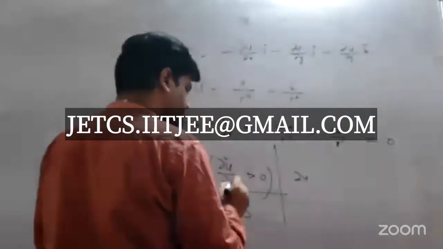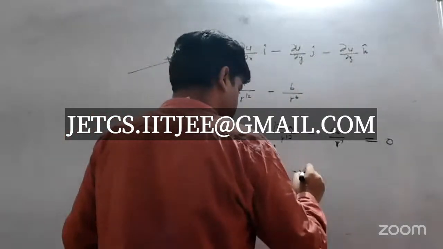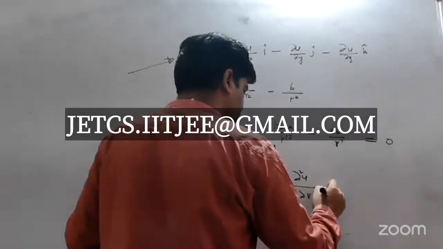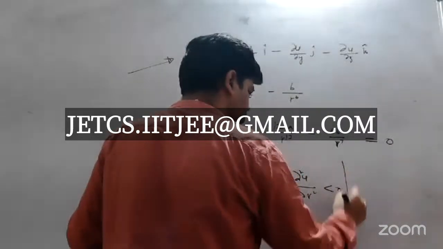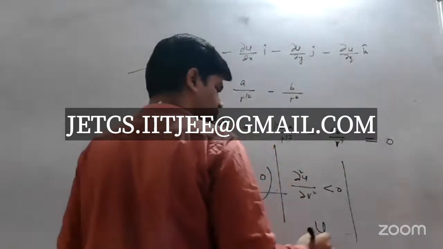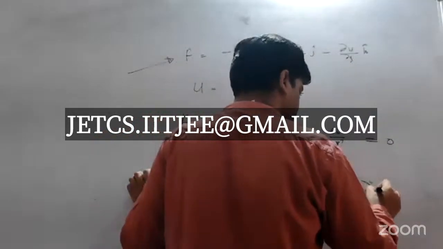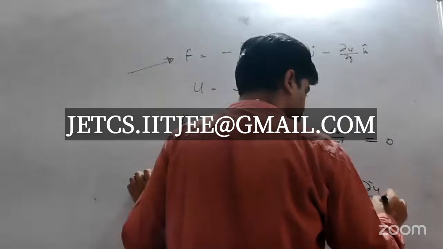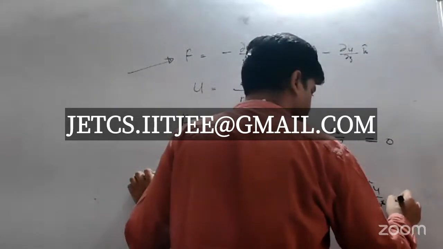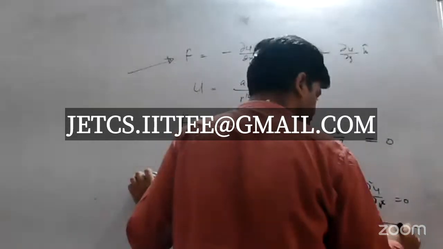This is for stable equilibrium position. d2u by dr square less than 0 is for unstable equilibrium position. d2u by dr square equal to 0 is neutral equilibrium.